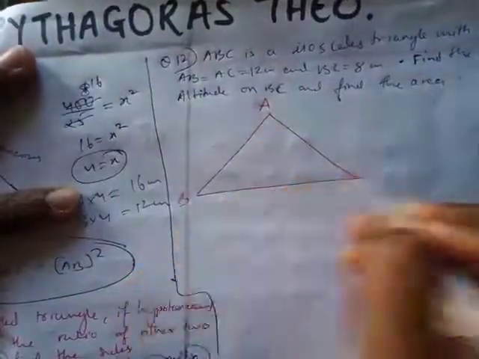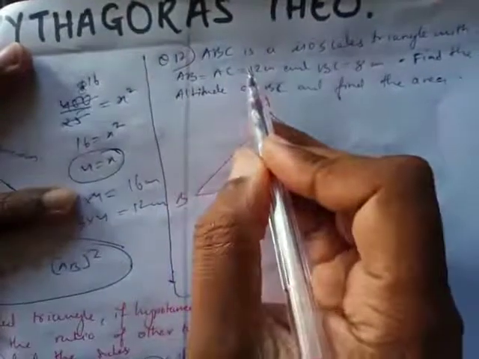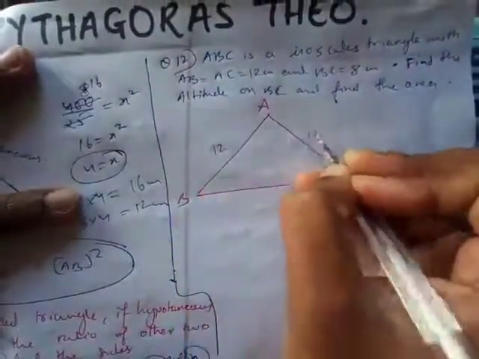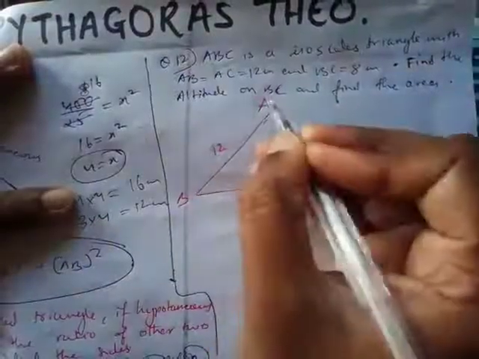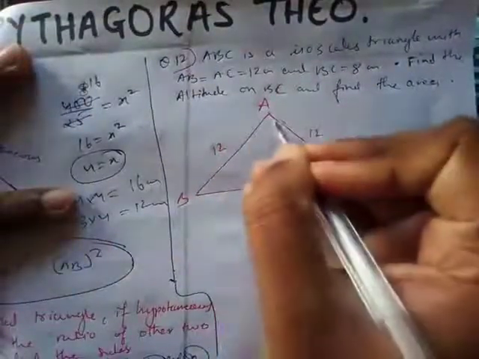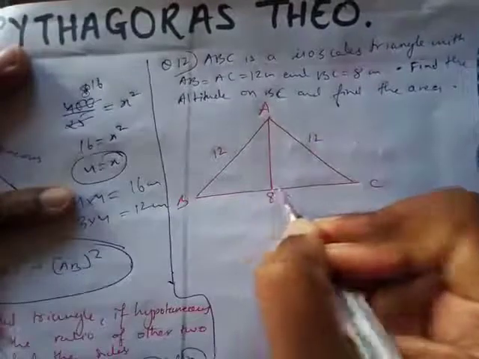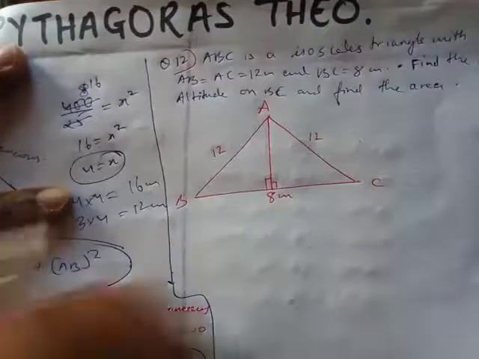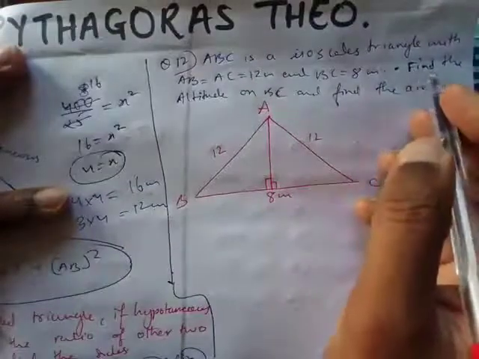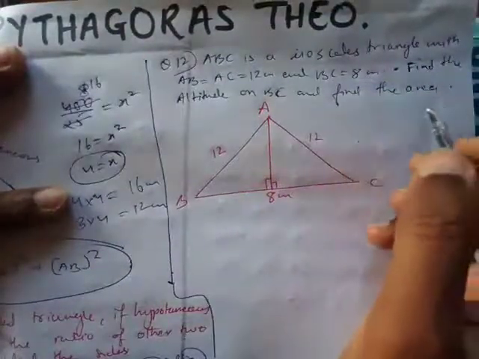A, B, C. They said AB is equal to AC, that is 12. This is 12, this is 12. And BC is equal to 8 centimeter. Find the altitude on BC. BC में altitude find करनी है, that is 90 degree. Okay, so I have to find this. And then it says find the area as well.